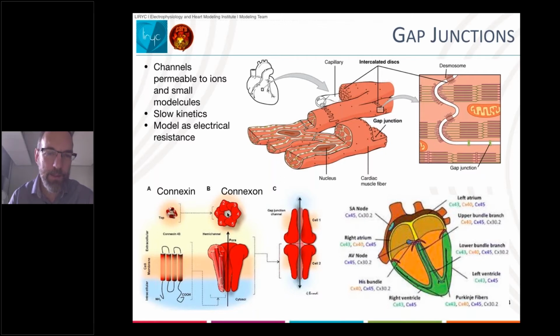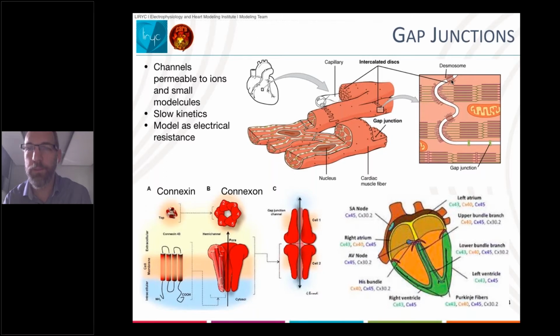A connexon has a central pore to it, and it has six connexins, which may or may not be identical. A connexon is found in a cell, and a connexon in one cell then connects to a connexon in a second cell to form a gap junction. And then we have a pore that goes directly from the inside of cell 1 to the inside of cell 2. So when we look between cells at the gap junctions, we have many channels.